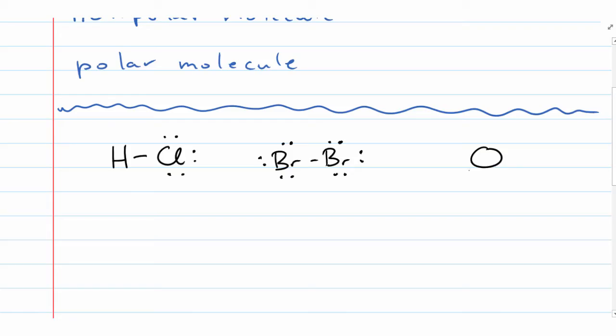So what is the shape of a water molecule? Is it linear or is it bent? Bent. It's bent. Okay? And so this is the one that I expect you to know the shape of, and you must know that water is a bent molecule.